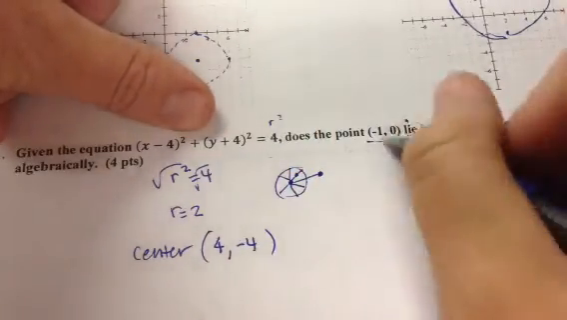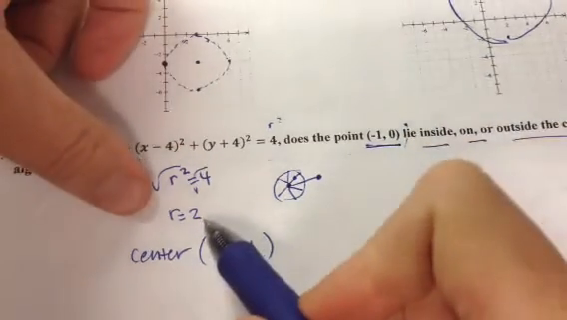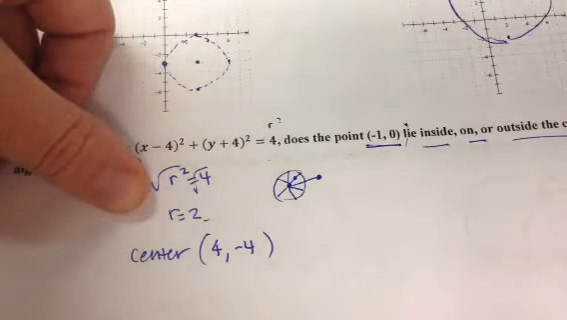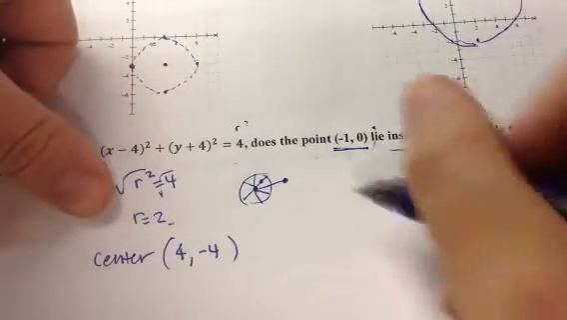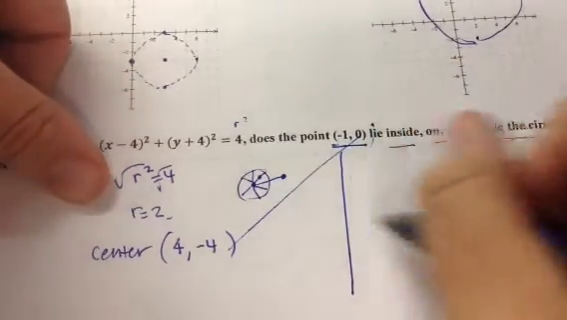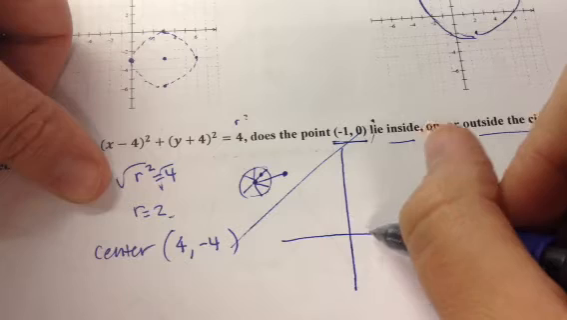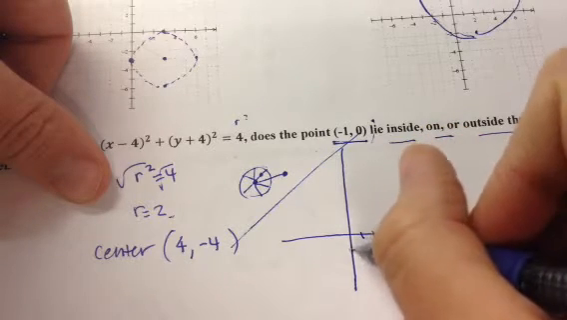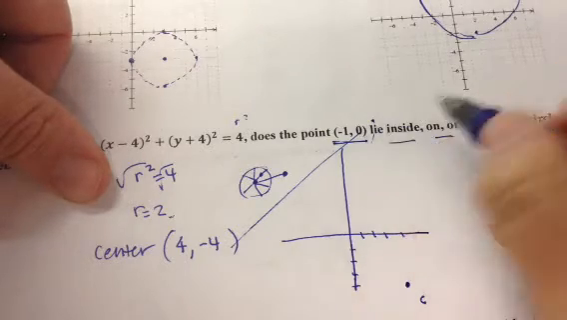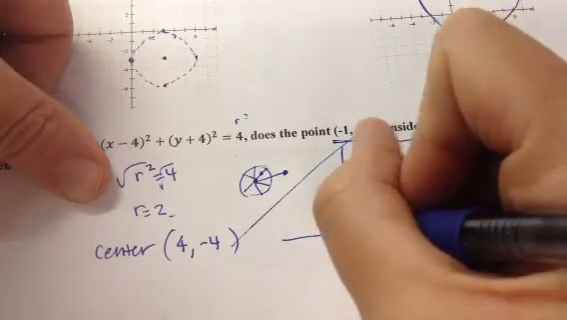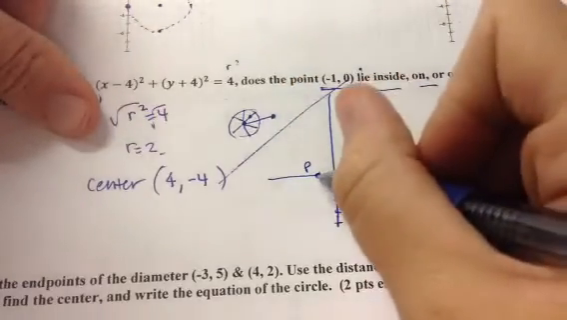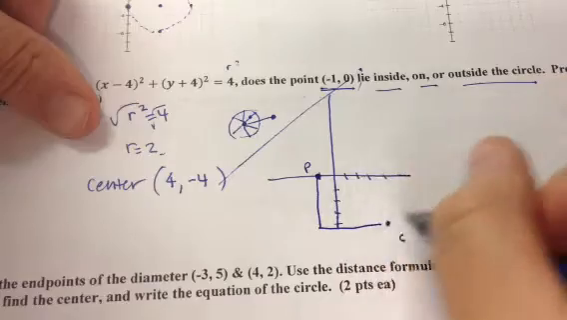All we have to do is figure out, is this point exactly 2 units away, more than 2, or less than 2? So we could do that with the Pythagorean Theorem, or the distance formula, but I'm really just asking you to find the distance between these 2 points. So if I just kind of sketch this graph, 1, 2, 3, 4, 1, 2, 3, 4. My center is at (4, -4). The point is at (-1, 0). You can probably already guess your answer, but we need to be precise here. And we're going to use the Pythagorean theorem because we have to prove it algebraically.